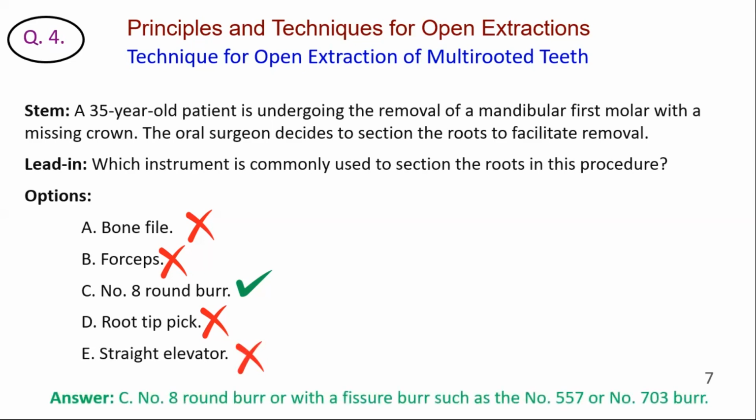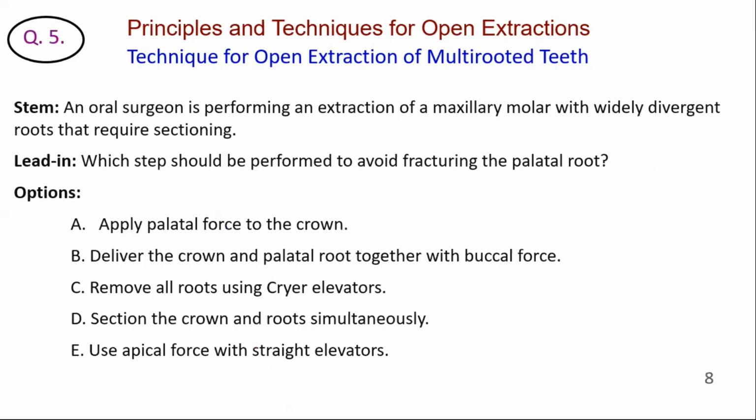A number 8 round burr is typically used under copious irrigation to section the roots. Tooth sectioning is usually accomplished with a straight handpiece with a straight burr, such as number 8 round burr, or with a Fisher burr under copious irrigation. An oral surgeon is performing an extraction of a maxillary molar with widely divergent roots that require sectioning. Which step should be performed to avoid fracturing the palatal root?